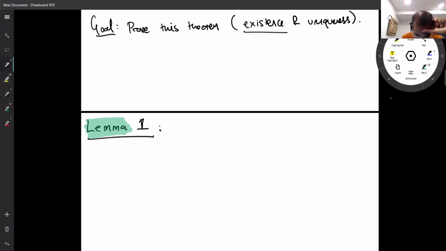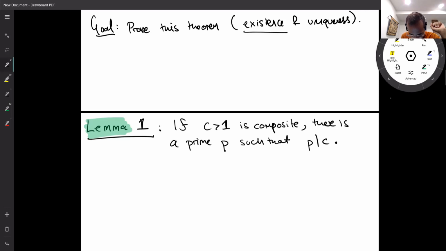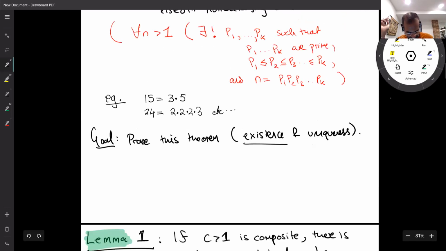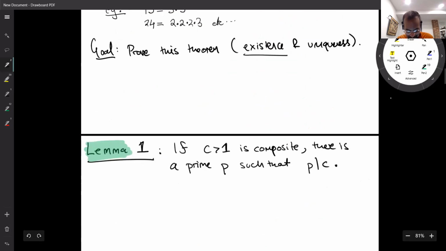So here's lemma 1. If c bigger than 1 is composite, there is a prime p such that the prime divides c. So if a number is composite, there's a prime that divides it. Now, what's the content of this lemma? A composite is something that's divisible by a number that's not 1, so we know a composite is already divisible by something. What this lemma is telling us is that actually a composite is always divisible by a prime.